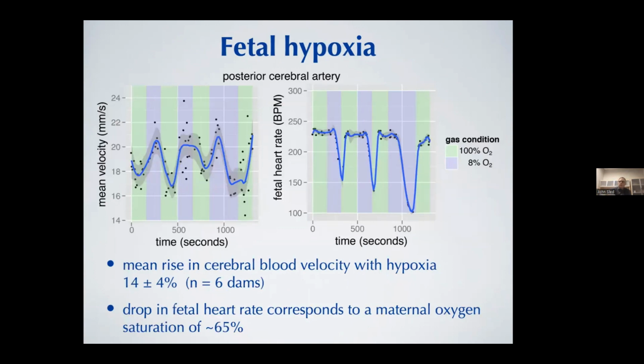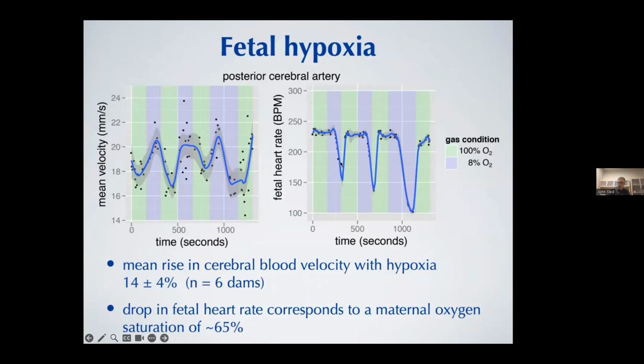And presenting that more quantitatively, on the left, we have a time course where we're looking at the mean velocity in that artery we were just looking at earlier as we cycle the gas challenge that the pregnant dam is breathing. And you'll see this oscillating pattern as you move from 100% O2 to 8% O2, which would be very hypoxic conditions. And so you'll observe that the fetus initially compensates. So you'll see an increase in cerebral blood velocity, and then it decompensates. So you'll see a drop that kind of precedes the changing of the gas condition.